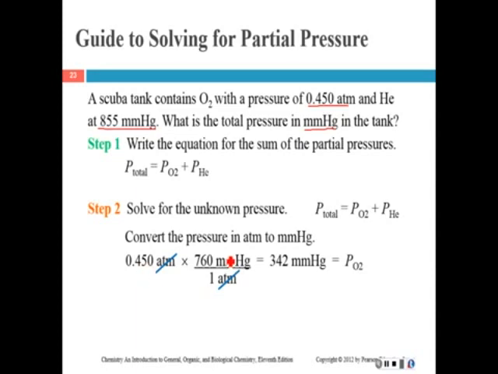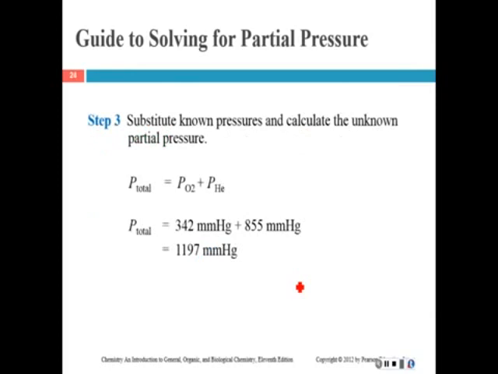0.450 atm times 760 millimeters per atm, and that's the pressure of the oxygen. And then once you get that, you can add it to the pressure of the helium, and that's what they're doing, and that's our final answer there. My circle didn't work out too well there.